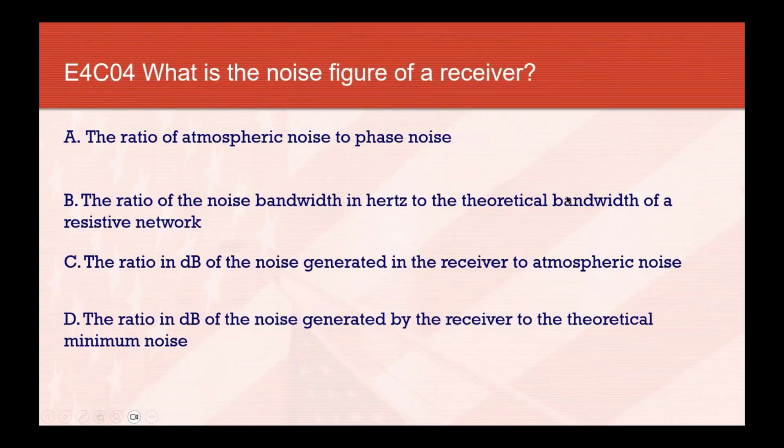What's the noise figure of a receiver? Ratio in dB of noise generated by a receiver to the theoretical minimum noise. And here noise figure is related to theoretical. Again, it's the theoretical minus 174 dB number.